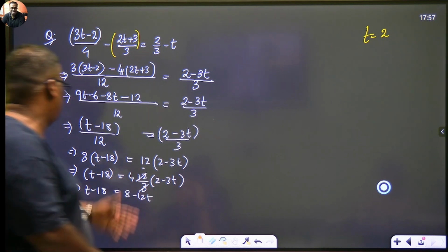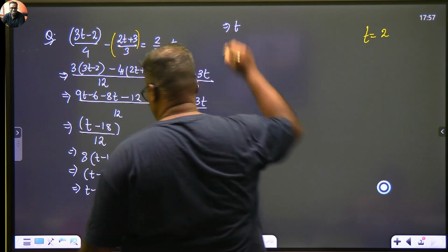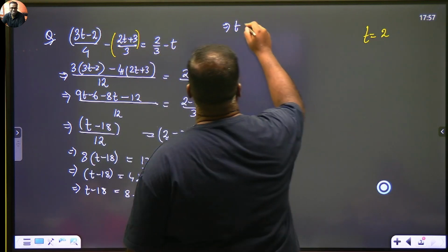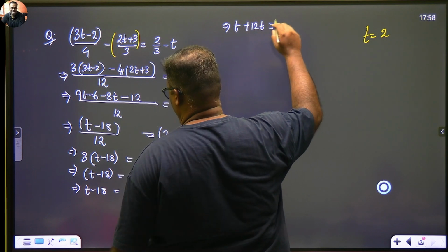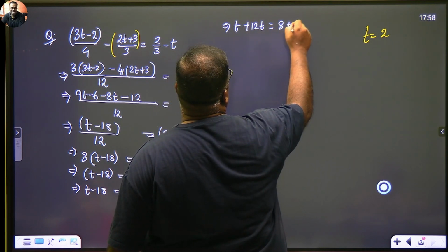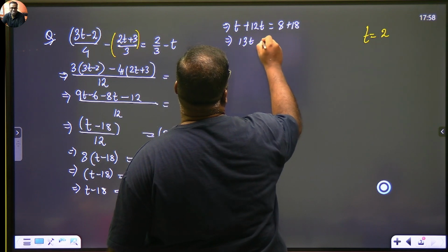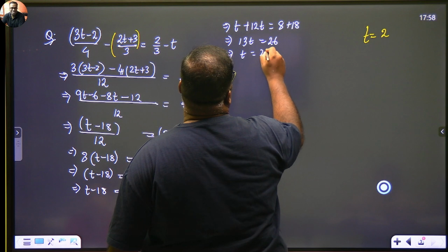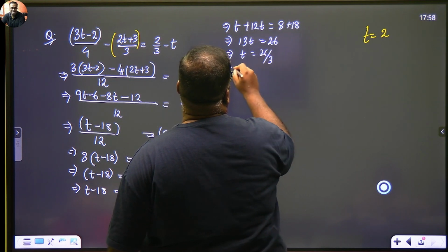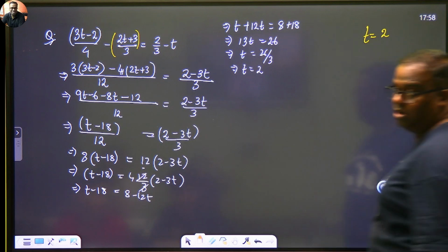I'm taking the problem this side now. Now t, I have got a minus 12t, so it is a plus 12t is equal to 8 plus 18, and I am correct on my problem. मुझे पहले ही पता चल गया. 13t is equal to 26. t is equal to 26 by 13, or t is equal to 2. This is one way of solving this problem.